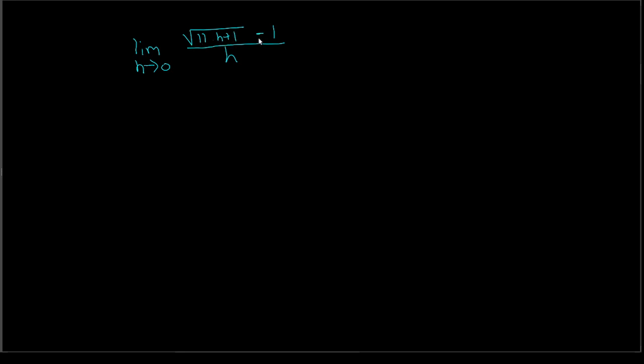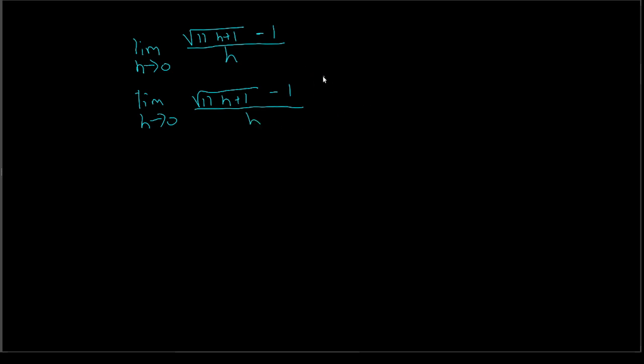11 times h plus 1 minus 1. So we'll get the limit as h goes to 0 of the square root of 11h plus 1 minus 1. I want to bring the h that's underneath here over here, and I'll do that in the next step, I guess. I'll have h times here.